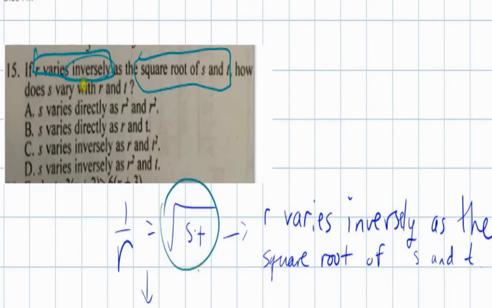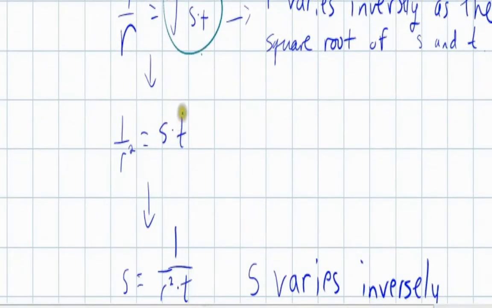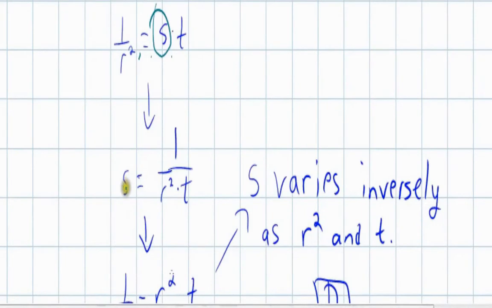Next, they say, how does s vary with r and t? So the next step I need to do is to solve for s. What I started to do was take the square of both sides so that I could get rid of the square root. Now I have 1 over r squared is equal to s times t. Take it one step further, and I'll have s is equal to 1 over r squared times t, because I divided by t on both sides.